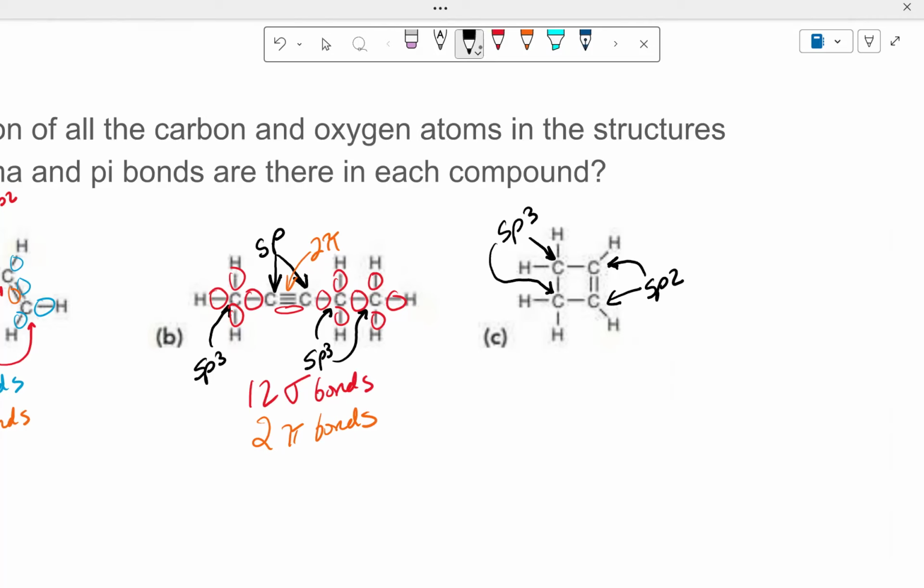Now let's count up some sigma bonds. So 1, 2, 3, 4, 5, 6, 7, 8, 9. And then the double bond has 1 sigma bond. So that's a total of 10. 10 sigma bonds. And since a double bond is made up of 1 sigma and 1 pi bond, there's 1 pi bond in this compound.